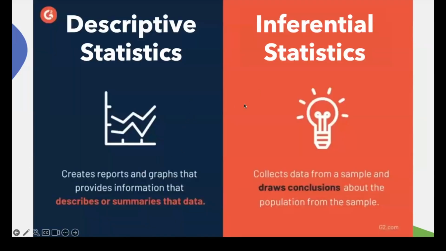So here it is side by side. Descriptive statistics: we are creating reports and graphs that provide information or describe or summarize the data. Inferential statistics: we collect data from a sample and we draw conclusions about the population from the sample. So we go further with inferential statistics than with descriptive statistics. Descriptive statistics you could probably do in a class period. Inferential statistics would take you a little bit more time if you were doing it in the real world.